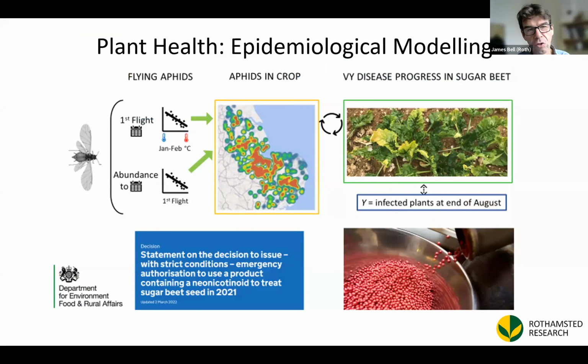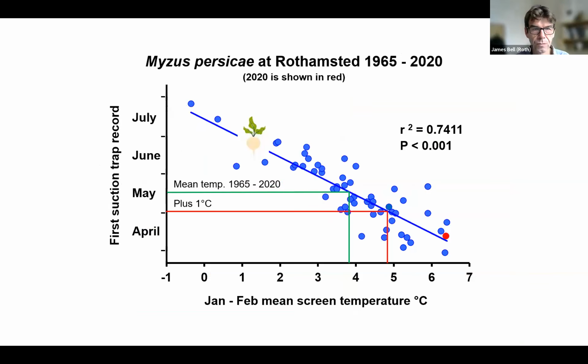We then deploy a model to try and predict virus yellows. And you can see the heterogeneity across East Anglia, where sugar beet is grown, of virus yellows incidence, particularly around the Wash, where there's very high incidence. We try and predict that using our first flight information. So the first aphid to arrive in the trap, we predict that. We then predict the abundance to mid-June, and then use a modelling environment to say something about how the virus will spread and the impact on the crop. And then, using that information, DEFRA make a decision.